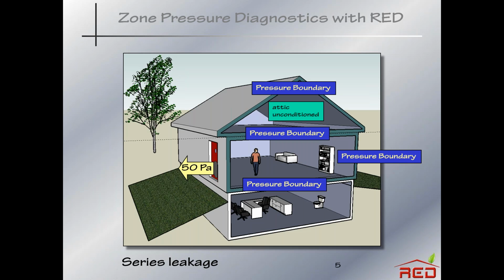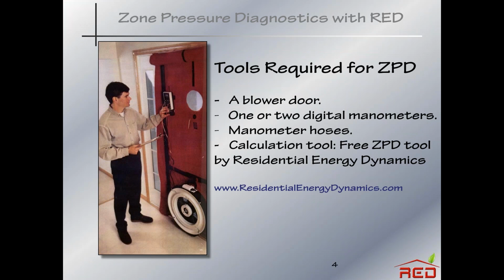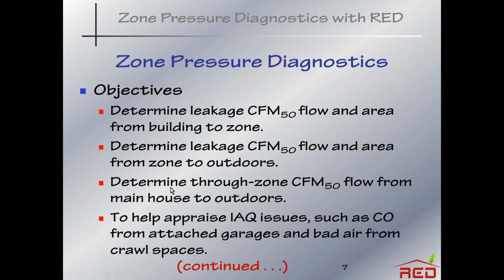And that can be very informative and useful, and it's probably the best idea you can get of the square inches of venting in an attic. Whoops, I went the wrong way. I'm sorry. The third bullet, determine the through zone CFM50 flow from the main house to the outdoors.